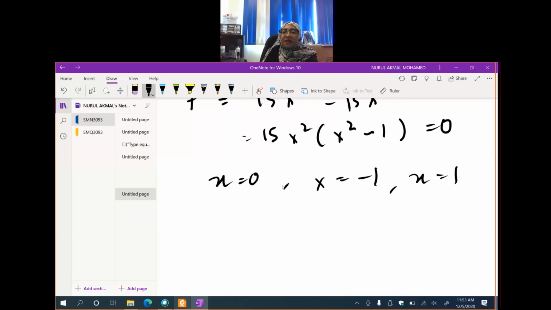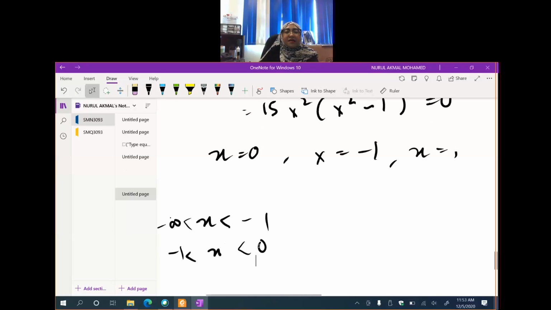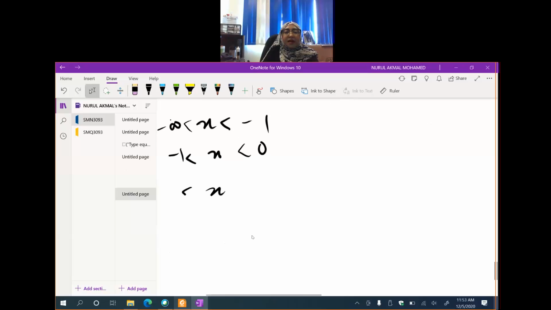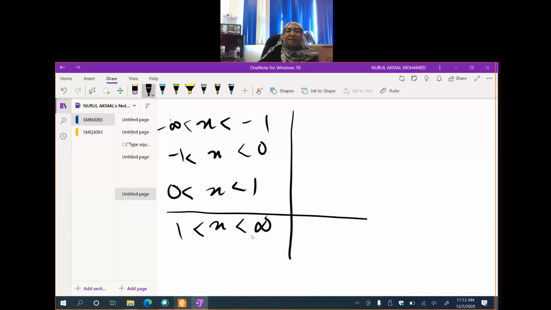From these 3 critical points, you decide the intervals: negative infinity up to -1, then -1 up to 0, and after that 0 up to 1, and from 1 up to infinity. So these are the 4 intervals that you have.